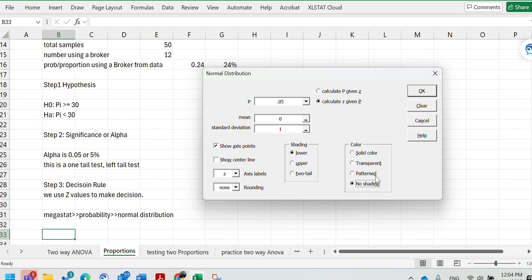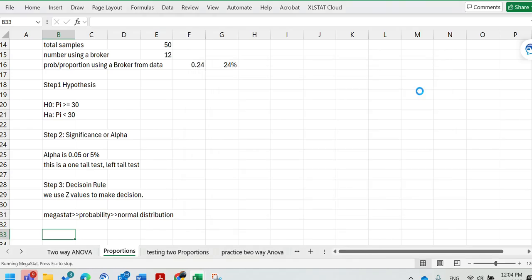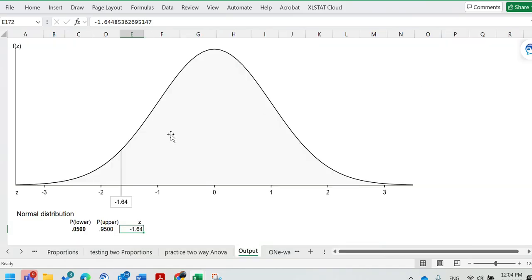I don't say any shading. This one you can use whatever you want. I don't like shading, I'm just plain. So I press OK. Now I will get the distribution and it will tell me which is the accept and which is the reject area.